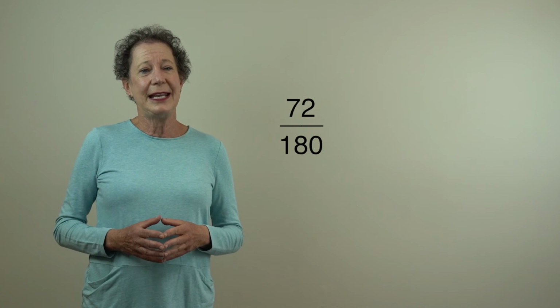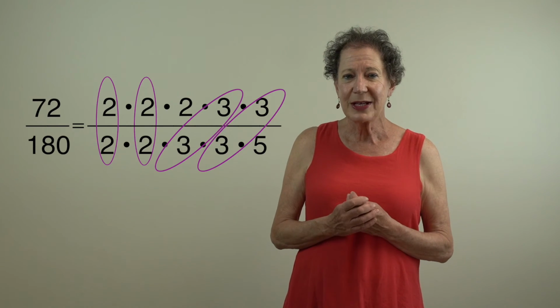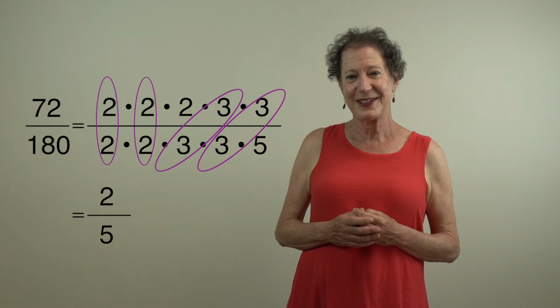And here's another example, 72 over 180. Let me do it. It's all yours. We factor into primes. We look for magic ones. The result is 2 over 5, 2/5.